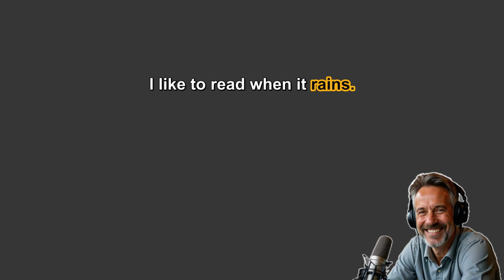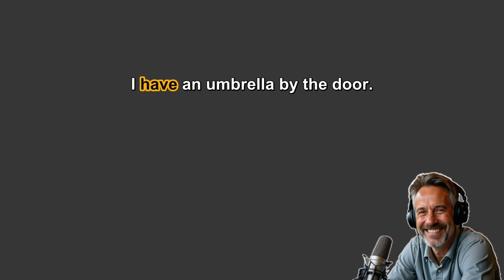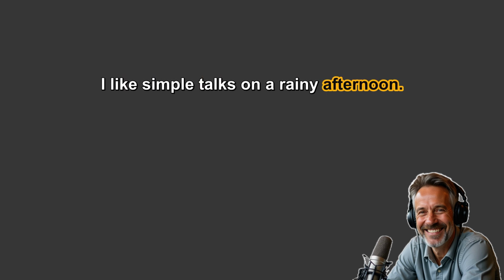I like to read when it rains. Person B. I read too. I like mystery books. What book do you read now? Person A. I read a book about the city. It is a quiet book. The story fits the weather. Person B. That sounds nice. Would you like another cup of coffee? Person A. Yes please. Thank you. I have an umbrella by the door. Person B. I left mine in the car. I forgot it today. Person A. No problem. The rain will stop soon. We can wait here and talk. Person B. Good idea. I like simple talks on a rainy afternoon.